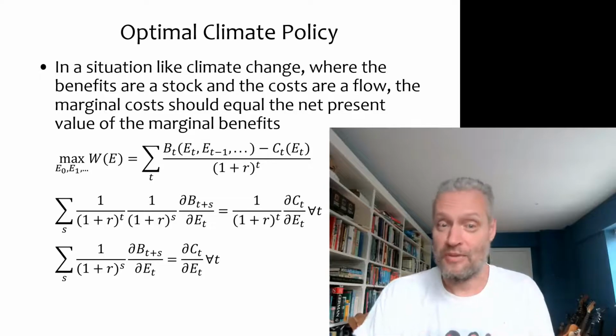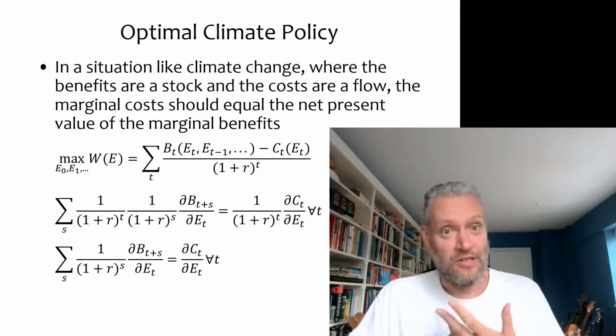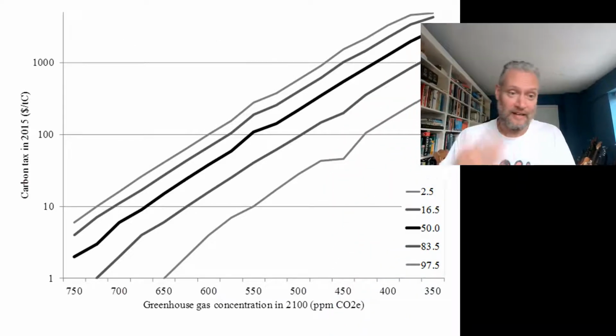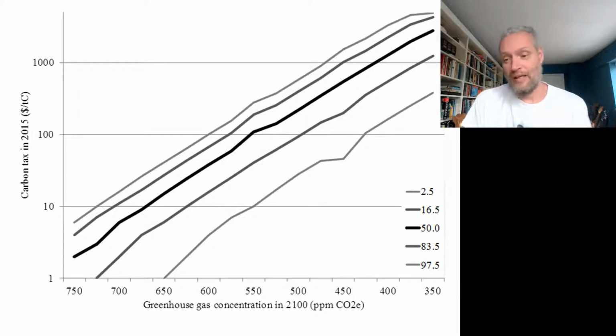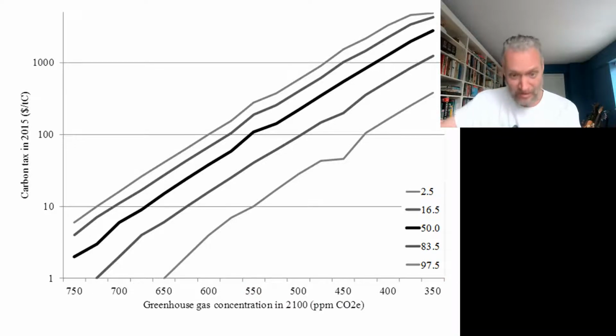And we have seen these numbers. We know the answer to this already. We talked about the marginal cost of emission reduction. That is essentially the carbon tax that you want to impose, and I showed it as a table, but here I show it as a graph. This is actually the same data, and what you see here on the horizontal axis is the concentration of greenhouse gases in the atmosphere in the year 2100.